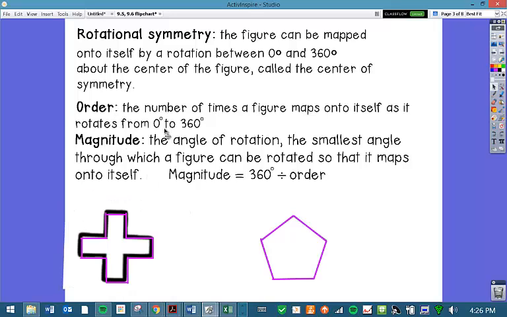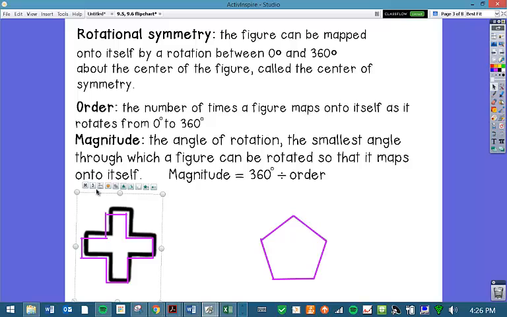Order is the number of times that a figure maps onto itself as it rotates from 0 to 360 degrees. It's basically how many times it would take for your figure to get back to where it started. Watch this top line. I rotate it once, and now it's right here on the right side. That's 1 rotation.